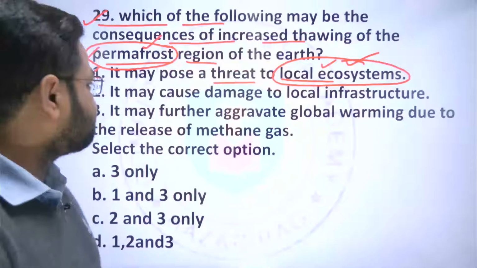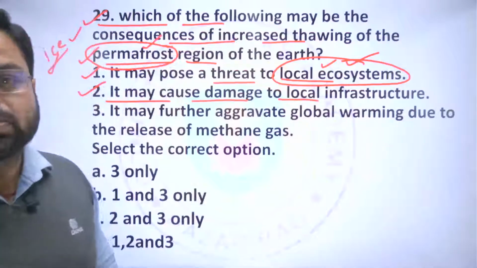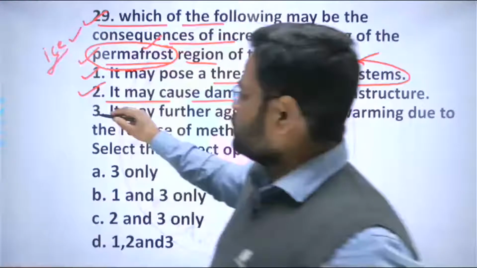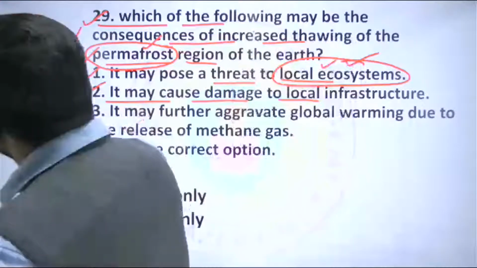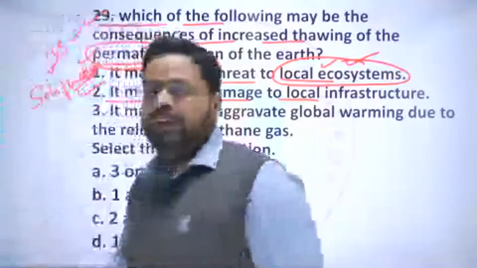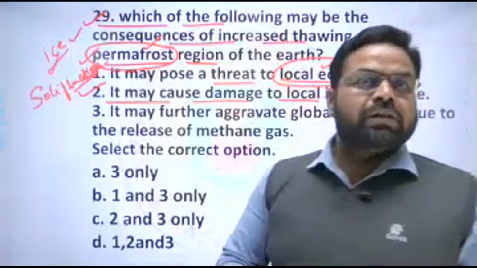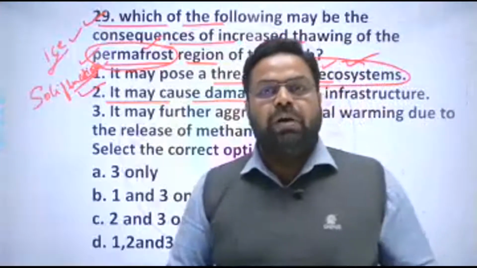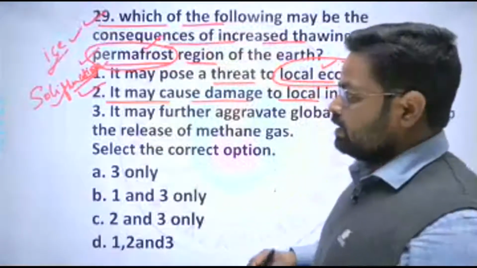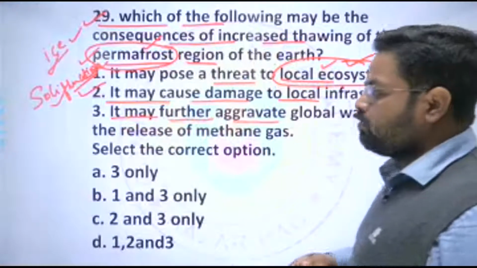The next statement says that it may cause damage to the local infrastructure. Definitely this is also going to happen, because as soon as the permafrost gets dissolved in the water provided by the melting of the ice, there may be a flow of a stream of mud, that is, solifluction will be there.